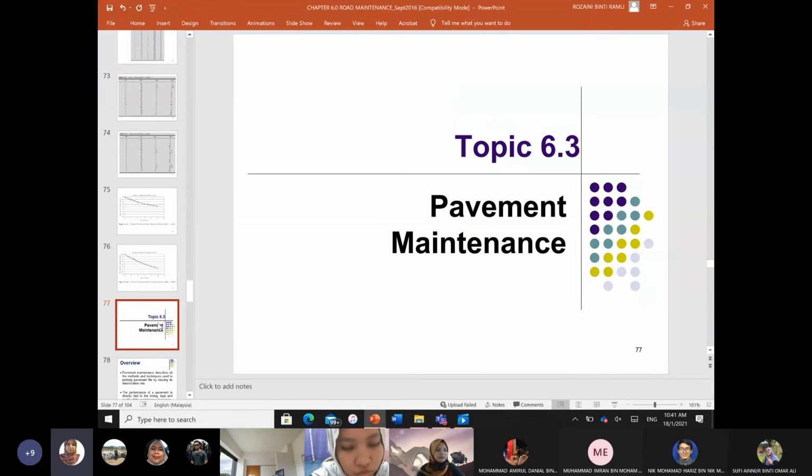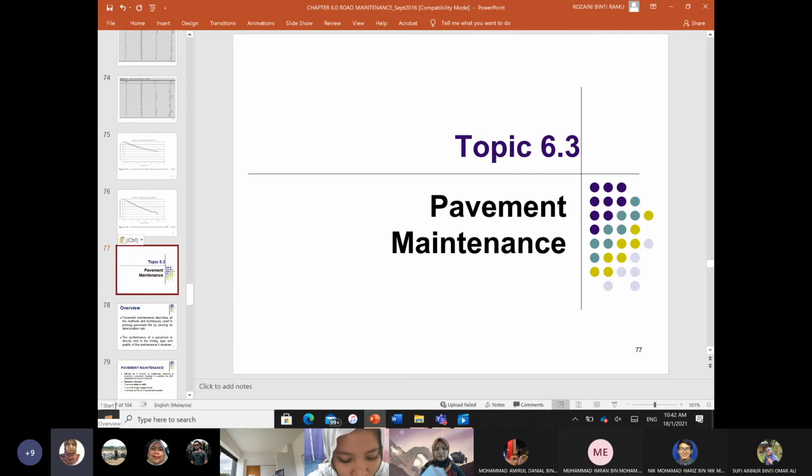Number one is to go for pavement maintenance. Those are the preliminary works that you can do to avoid your pavement from deteriorating, or to avoid your pavement from being damaged. So you need to go for regular maintenance.